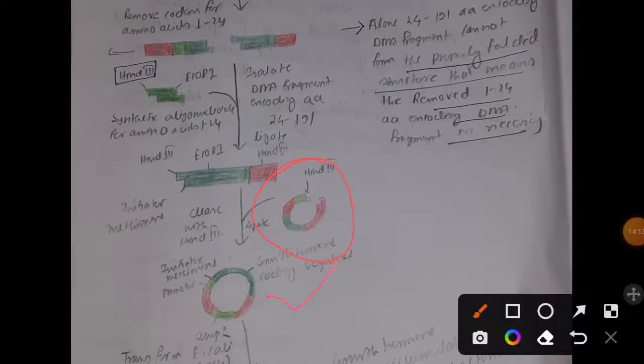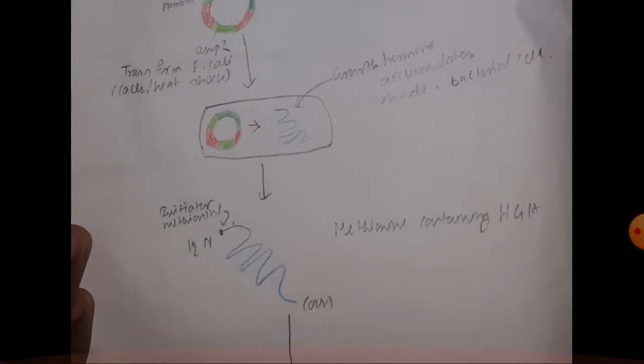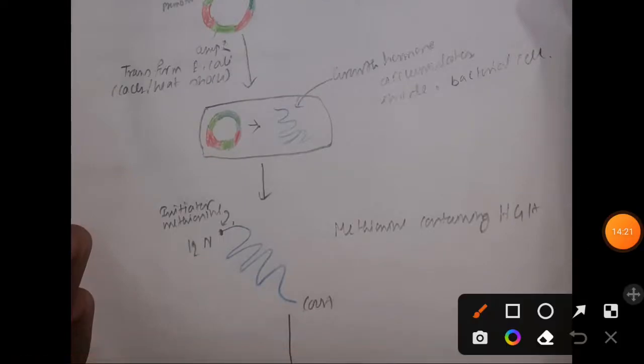And as a result we will have our expression vector containing the gene of interest, that will ultimately translate to give the protein. And as this protein contains an initiator methionine at its N terminus, we can call it methionine-containing human growth hormone.